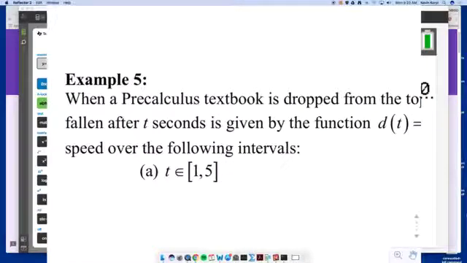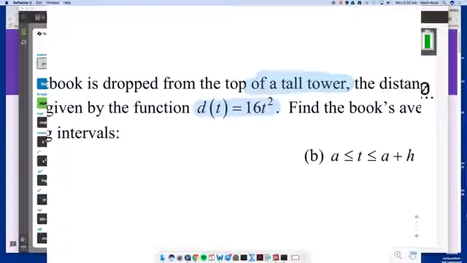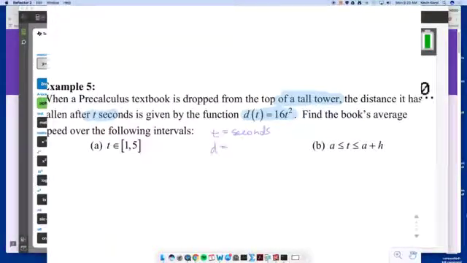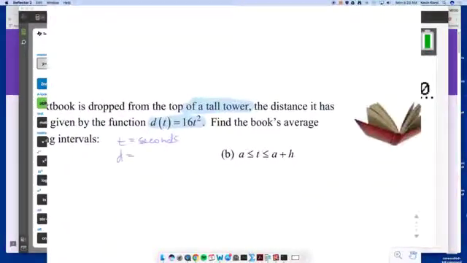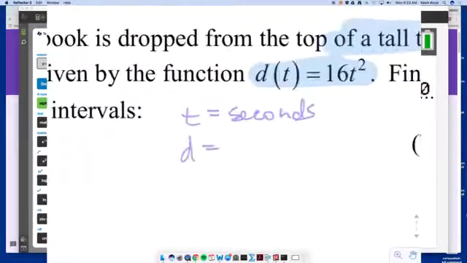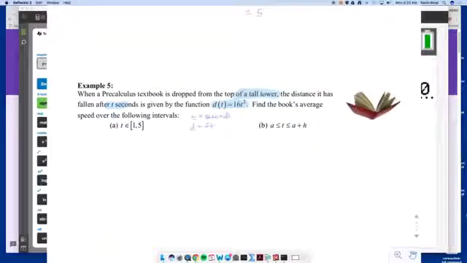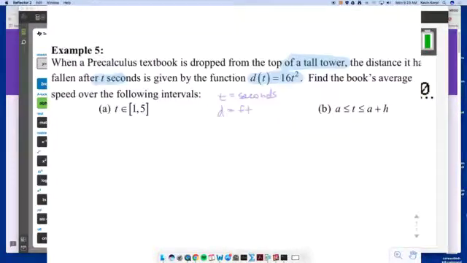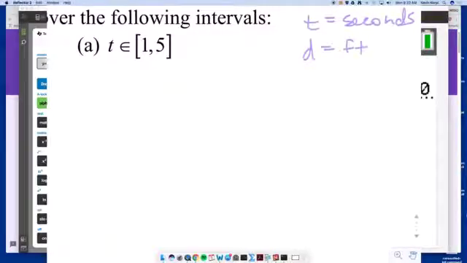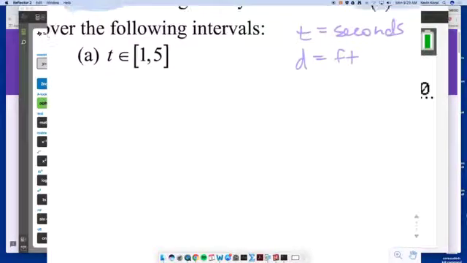The distance that it has fallen t seconds after it was released was given by this function d of t equals 16t squared. All right, so what are the units of t? Seconds, right? And what are the units of d for distance? It doesn't really say. Let's say we're measuring it in feet. Okay, feet. Find the book's average speed over the following intervals. So this is from t equals 1 second to t equals 5 seconds. So that's a 4-second span.